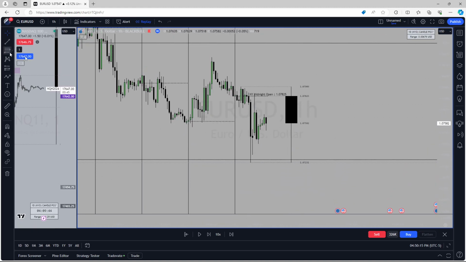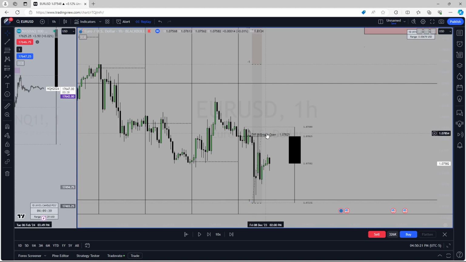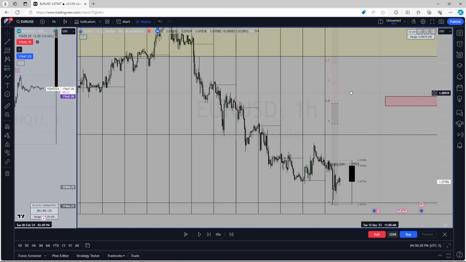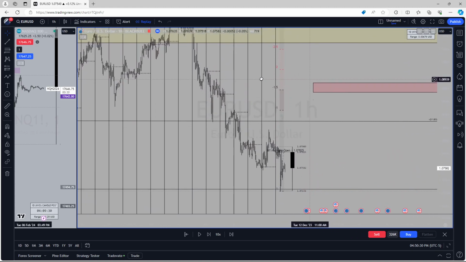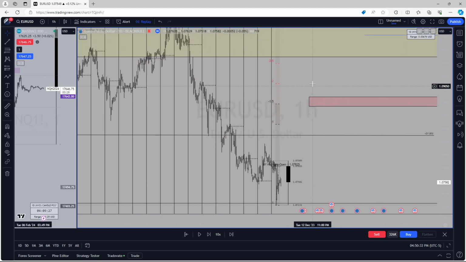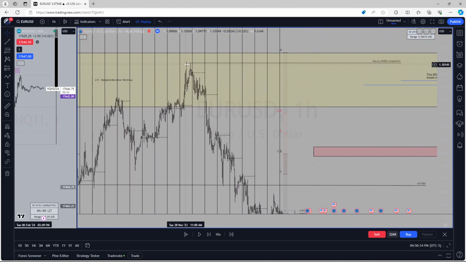I always use standard deviation, right? So standard deviation from here to my manipulation. I know most people would do this here. I'm not doing that. What am I targeting? I'm targeting -2. And watch, this is a daily time frame, so price should technically hit this.